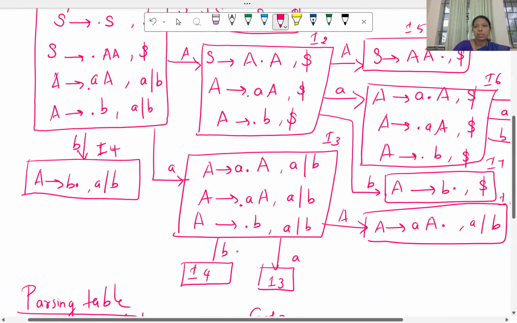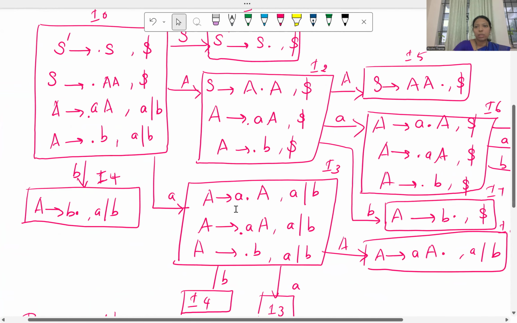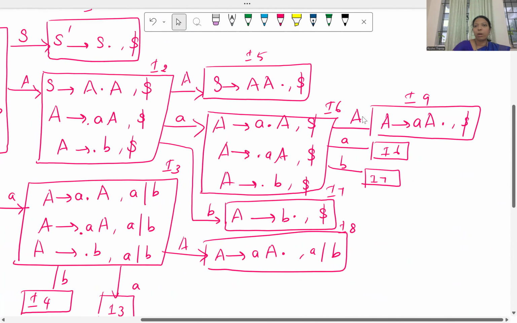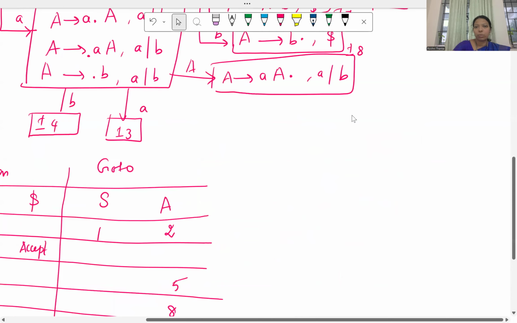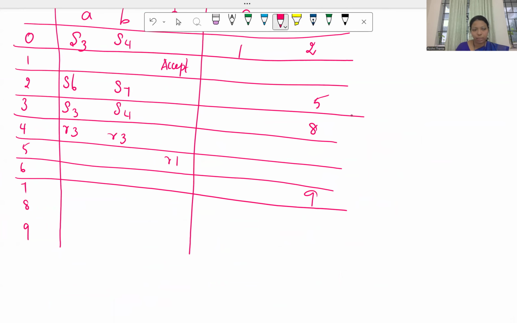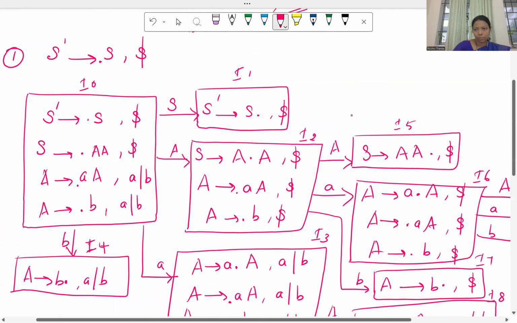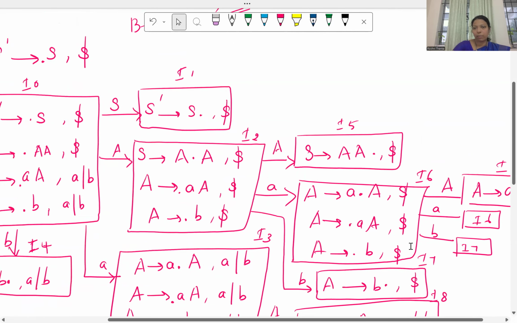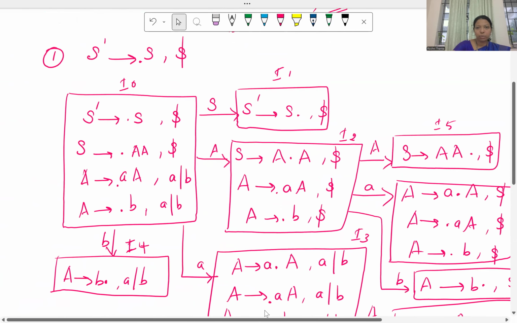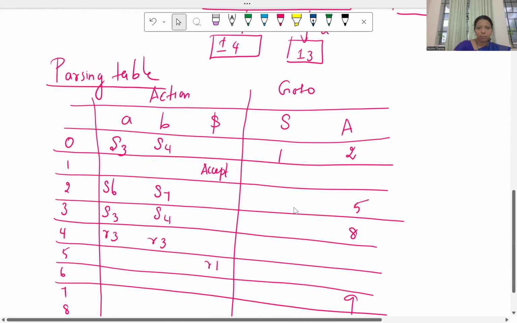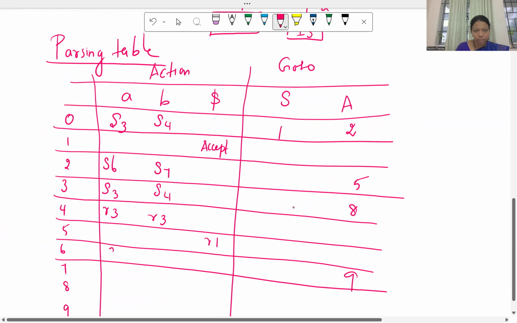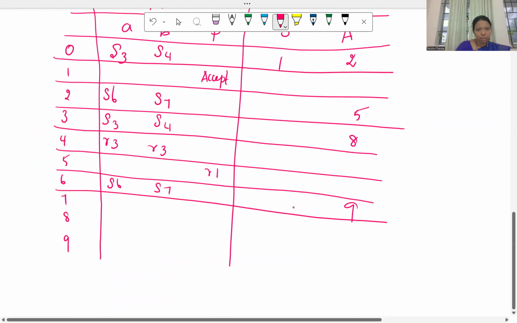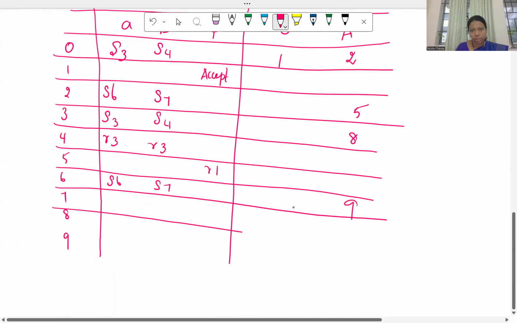And the next one is the sixth state. So if you see in the sixth state, we have three go-tos. On capital A, it is going to 9. On small a, it is going to I6. Small b, it is going to I7. So here you have to write S6 and S7.